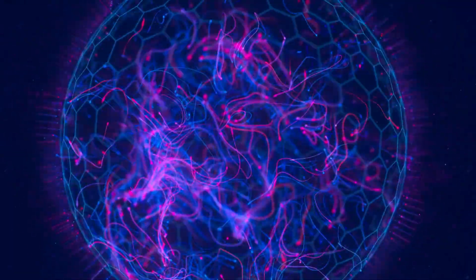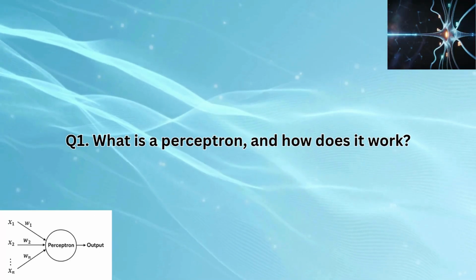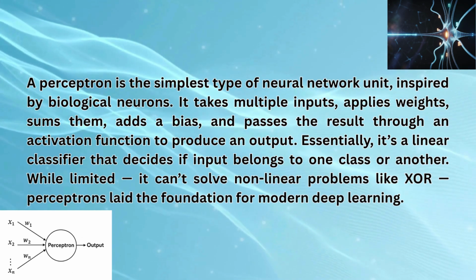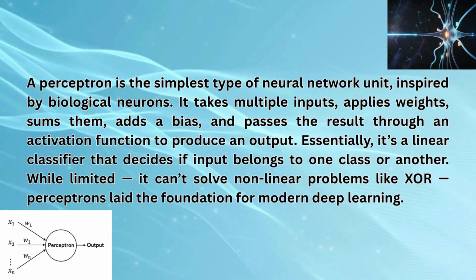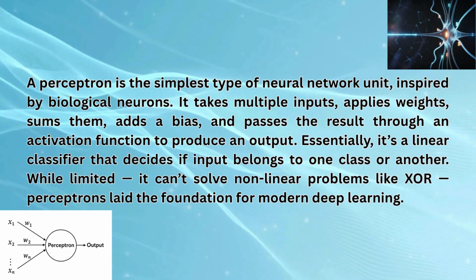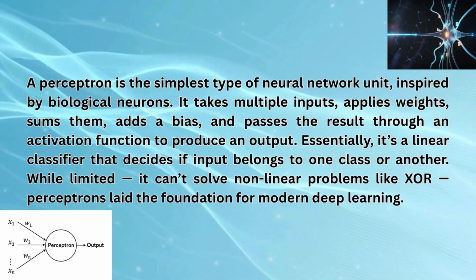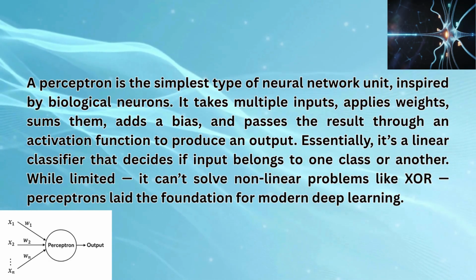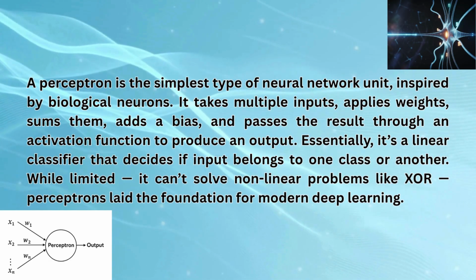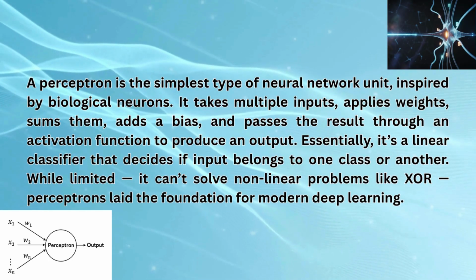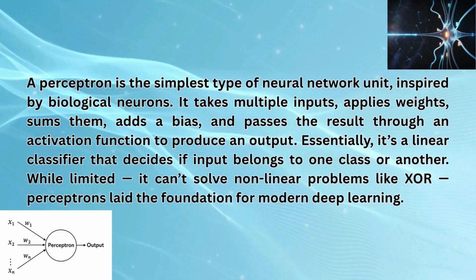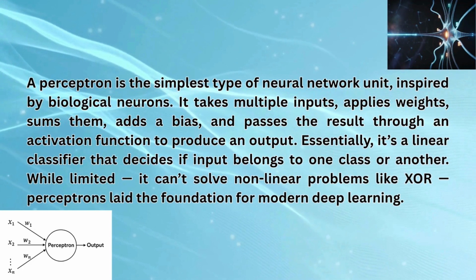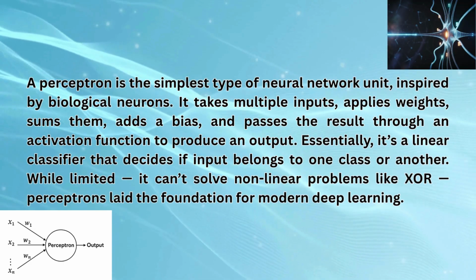Let's dive in. What is a perceptron and how does it work? A perceptron is the simplest type of neural network unit, inspired by biological neurons. It takes multiple inputs, applies weights, sums them, adds a bias, and passes the result through an activation function to produce an output. Essentially, it's a linear classifier that decides if input belongs to one class or another. While limited, it can't solve nonlinear problems like XOR, perceptrons laid the foundation for modern deep learning.